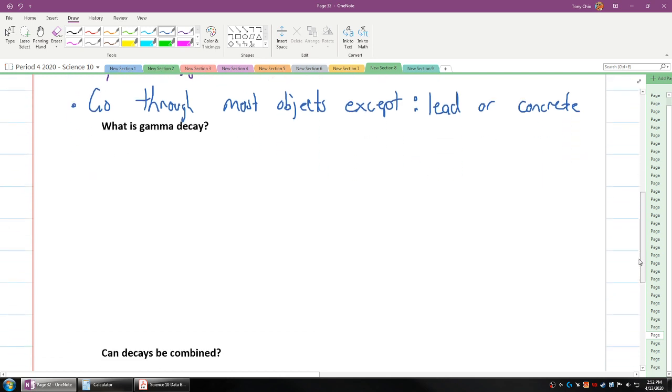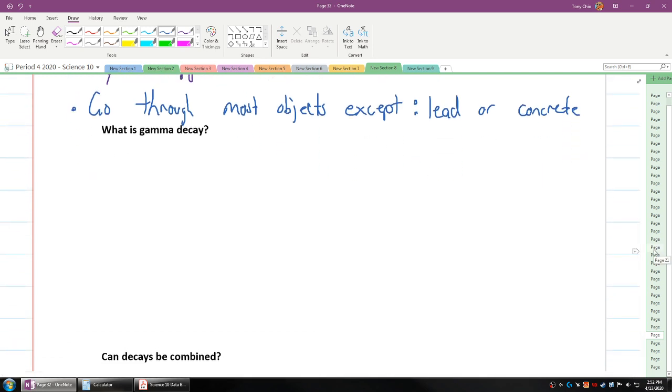So what is gamma decay then? If it's just a redistribution of energy, and it doesn't change the mass or charge, what does it do? Well, it releases energy in the form of gamma radiation, and it just causes the nucleus to be more stable. So if I were to show this with, for example, nickel.